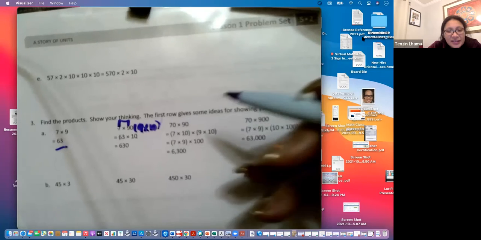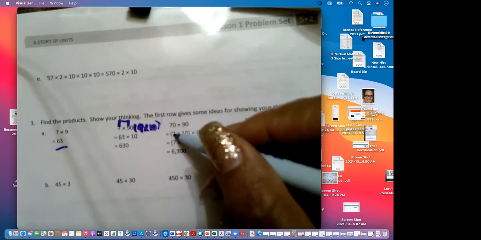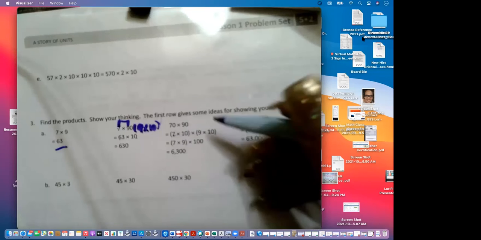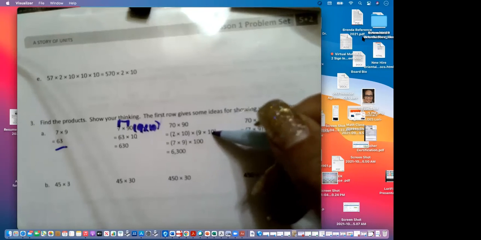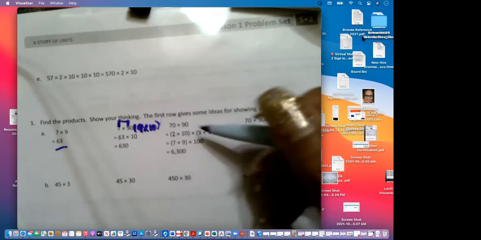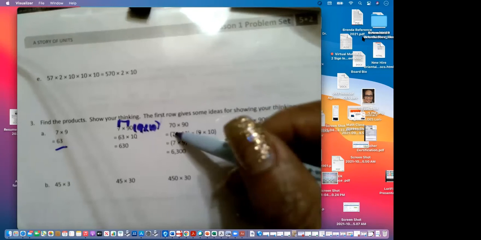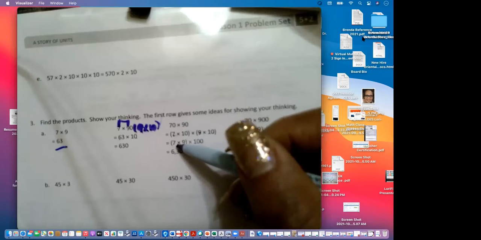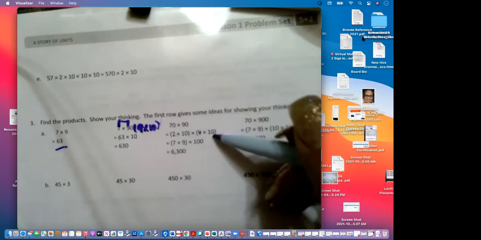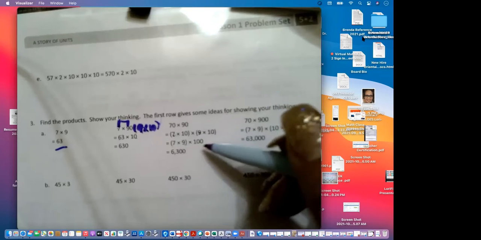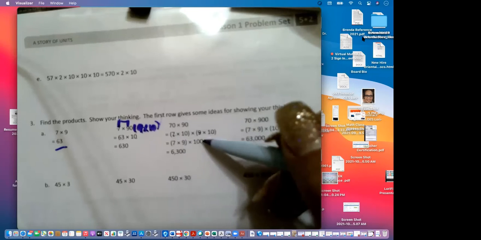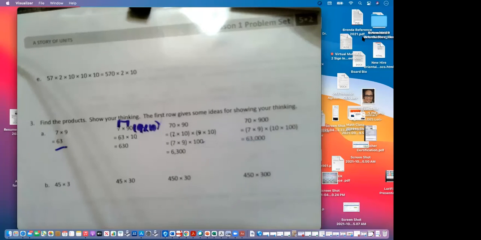All righty. So let's look at it again. We started with 70 times 90, right? We can decompose 70 to 7 times 10, and decompose 90 to 9 times 10. 7 times 10 gives us 70, 9 times 10 gives us 90. Then we can go back to our basic facts and put those together. 7 times 9 times 10 times 10. 10 times 10 is 100. So 7 times 9 is 63 plus those 2 zeros gives us 6,300.